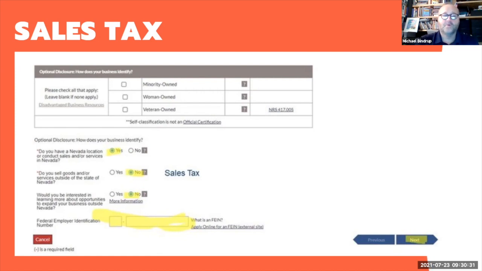Okay. So what happens is if you're using this in your business, you need to pay sales tax on it. It's called use tax. And it's the same amount of sales tax. You just need to declare it on your form.